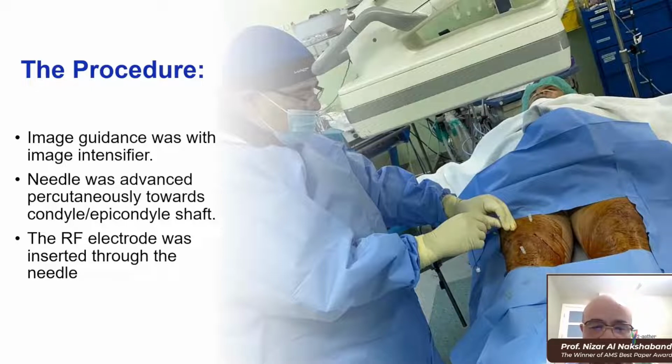The needle is placed percutaneously towards the shaft of the femur at the epicondyle: superiorly medially, superiorly laterally, and inferiorly medially. We avoid the inferior lateral geniculate nerve, as it can affect the peroneal nerve, with a disastrous outcome if the peroneal nerve gets ablated.